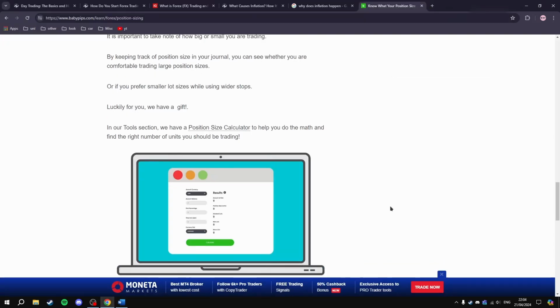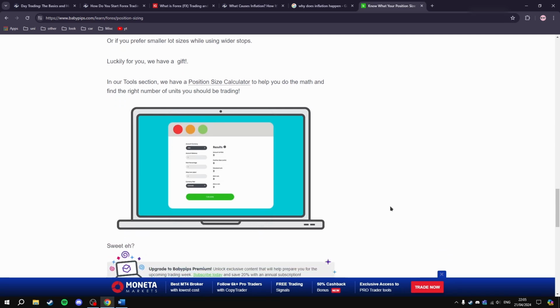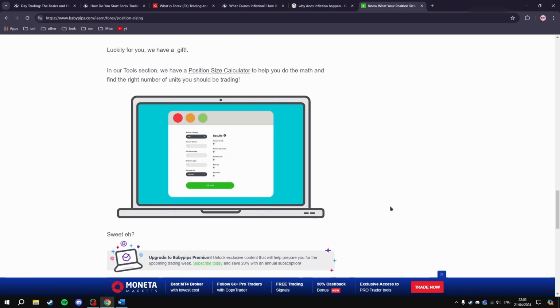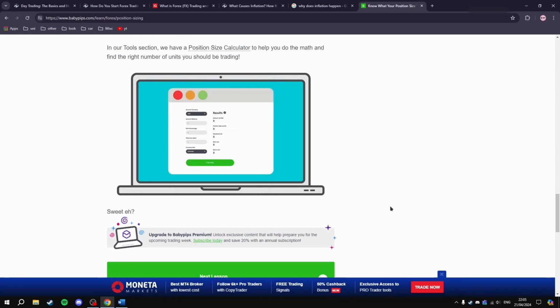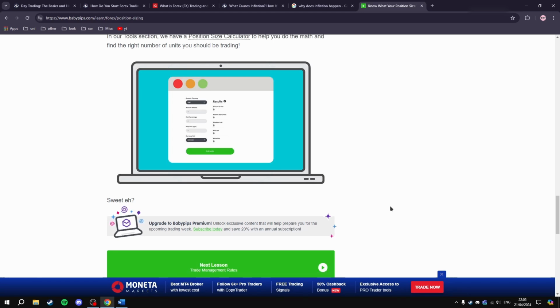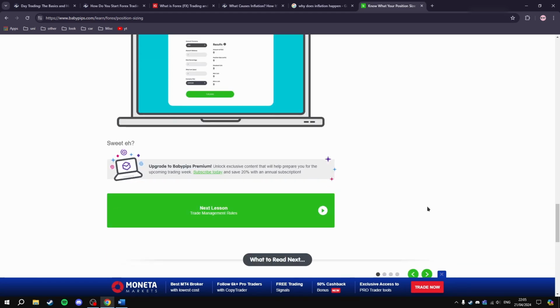By keeping track of position size in your journal, you can see whether you are comfortable trading large position sizes, or if you prefer smaller lot sizes while using wider stops. Luckily for you, we have a gift. In our tools section, we have a position size calculator to help you do the maths and find the right number of units you should be trading. Sweet, eh? Very nice.